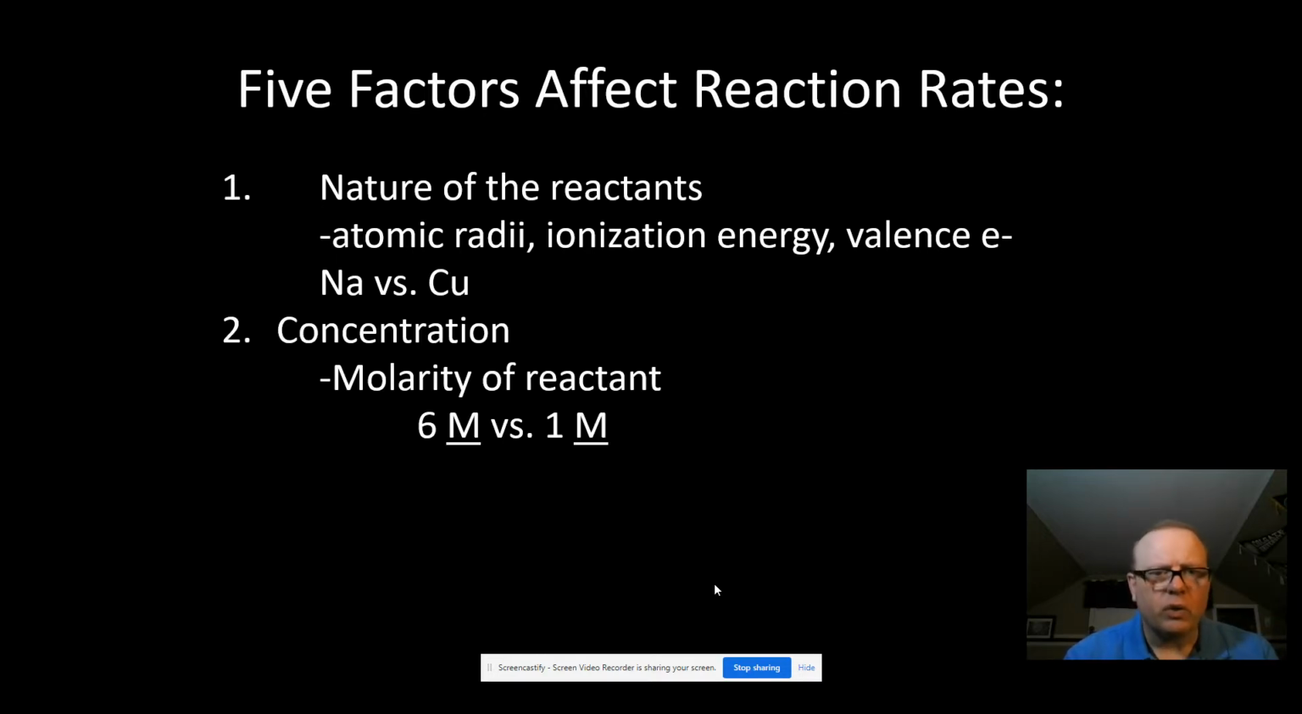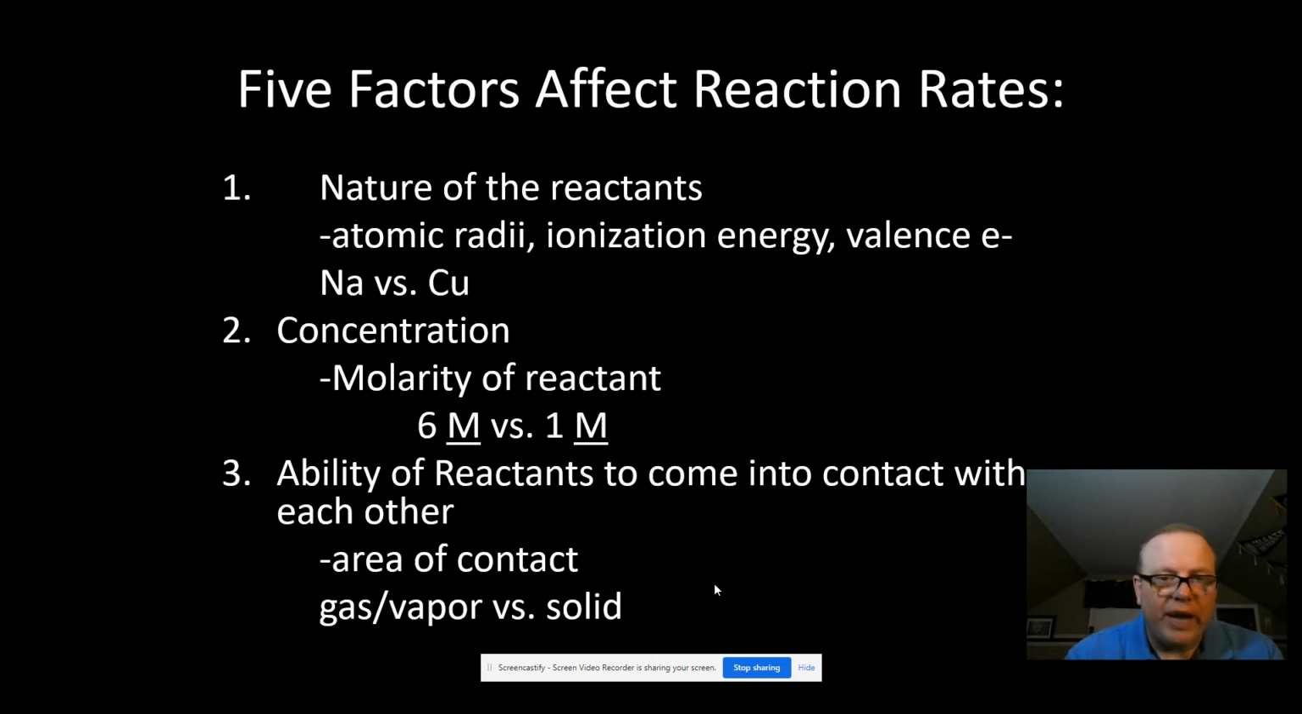The concentration. What is the molarity of the reactant being used? 6 molarity versus 1 molarity. Obviously, with 6 molarity, you have more of the reactant. You're going to get more collisions. And whenever we're looking at a reaction, we're thinking of how many collisions can we get.